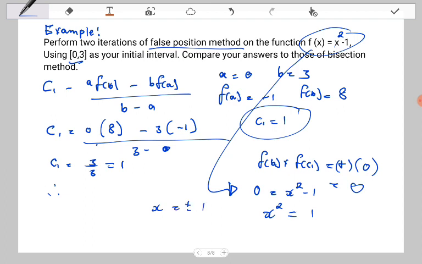Do you see how easy and fast the false position method is compared to the bisection method? You found the root in one iteration only. You see.